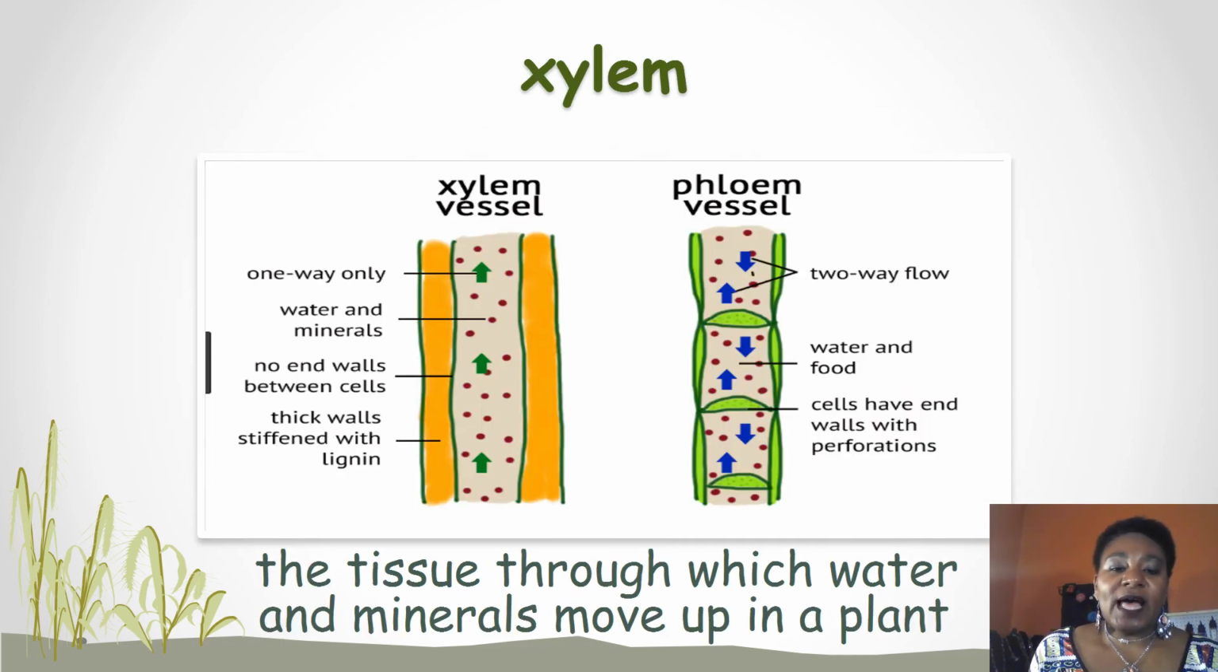Xylem. Xylem is the tissue through which water and minerals move up in a plant. If you noticed, I've used the same picture for xylem that I used for phloem. Pay attention to the diagram so that you can notice the difference between xylem and phloem.